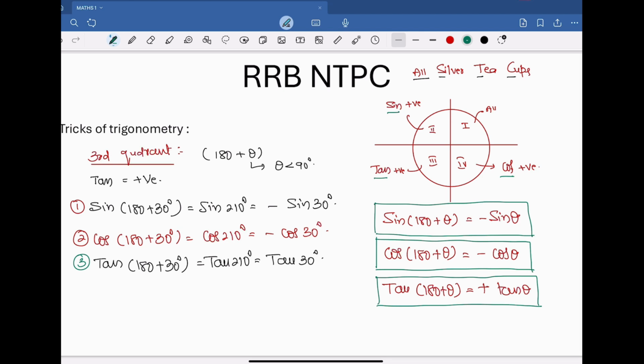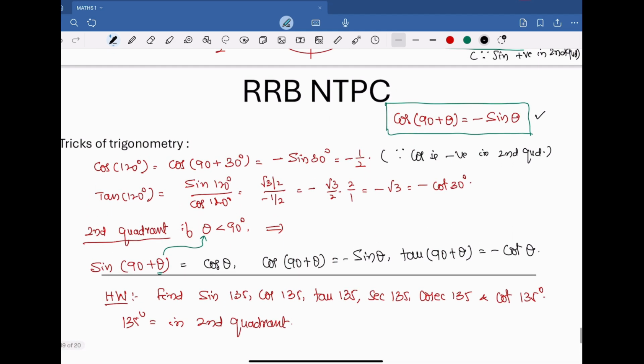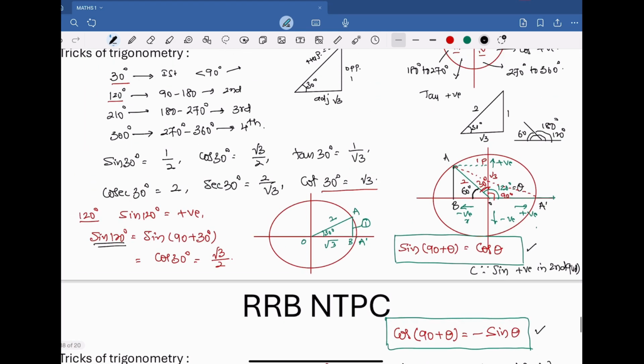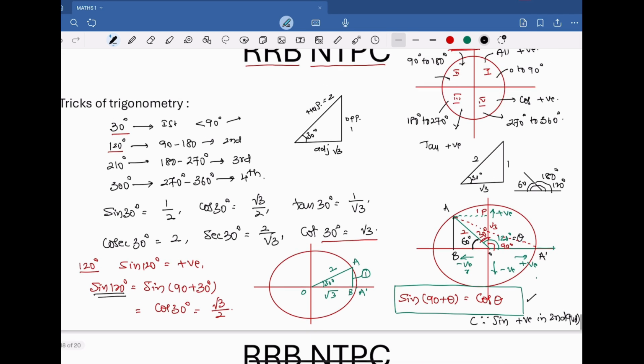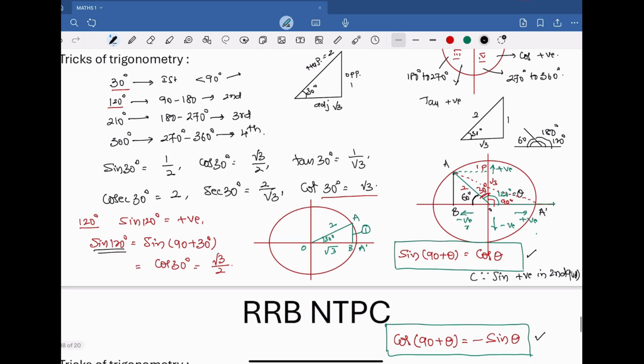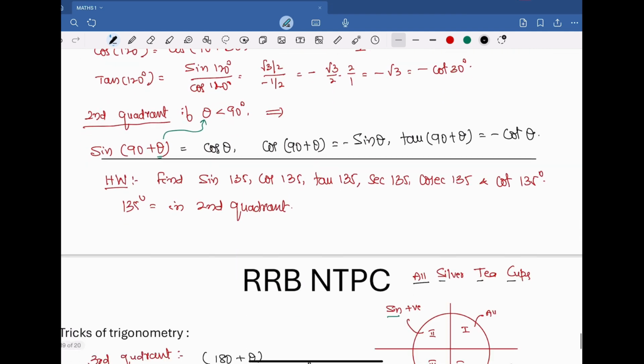And the values of sin 30, cos 30, except for the sign minus and plus, you know. I will write for your convenience. Sin 30 is minus 1 by 2, cos 30 is minus root 3 by 2, and tan 30 is 1 by root 3.